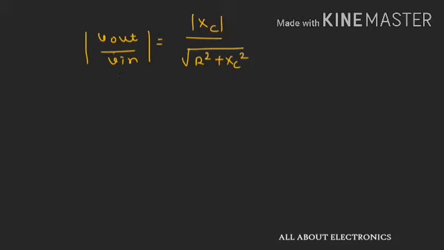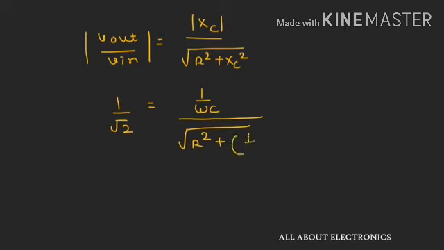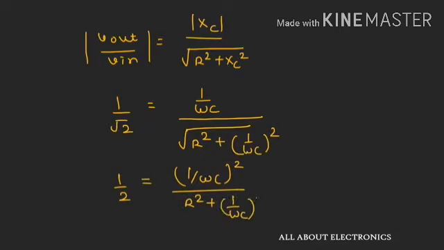Now at cutoff frequency, the output will be 1 over root 2 times the input. That means the gain or attenuation of the system will be 1 over root 2. That is equal to (1 over omega c) divided by under root R square plus (1 over omega c) whole square. And if we take the square on both sides, then we will get 1 by 2 equal to (1 over omega c) whole square divided by R square plus (1 over omega c) whole square.